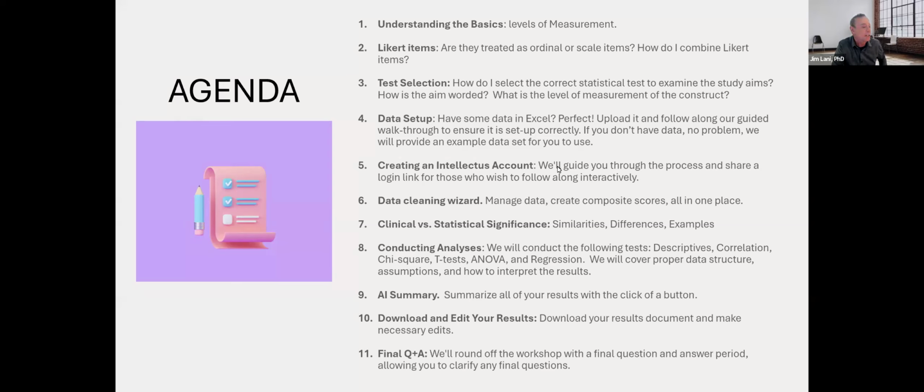Here is the agenda. I speak quickly. I'm going to try to move through this competently, okay, quickly. But we're going to talk about, for those that are into the data collection and are ready for the analysis, you need to know levels of measurement, what a Likert type scale is, what tests to select, how you set up data, and then get into the Intellectus account. So those are for the folks that are in the data collection process. The first 5 things are going to be important, and then we'll talk about some other things along the way.